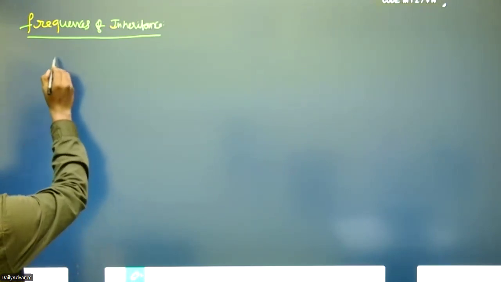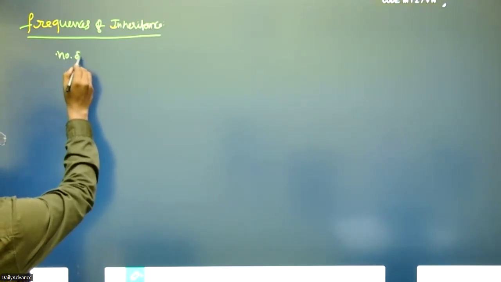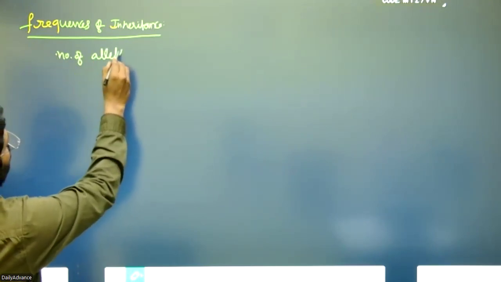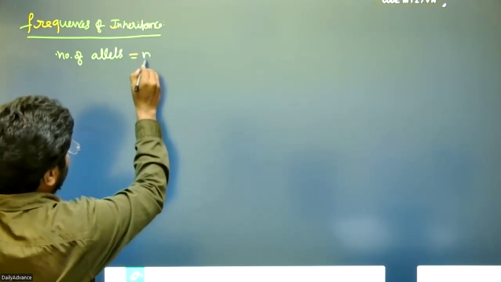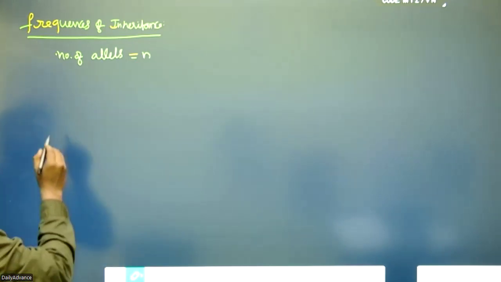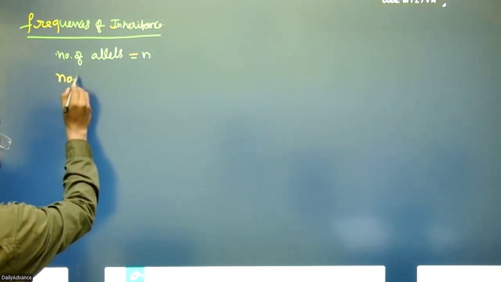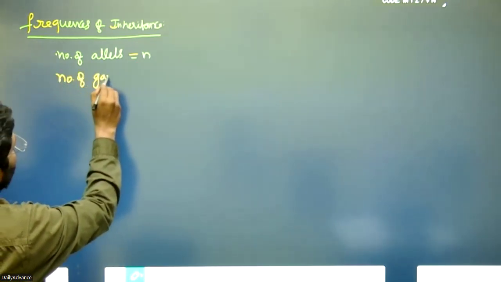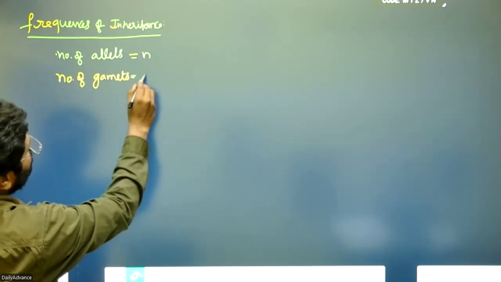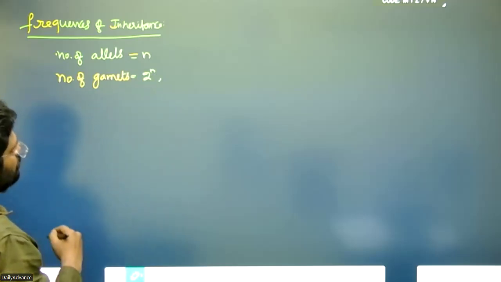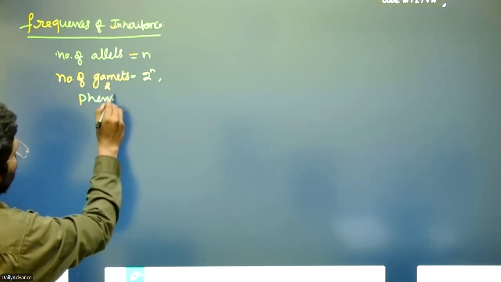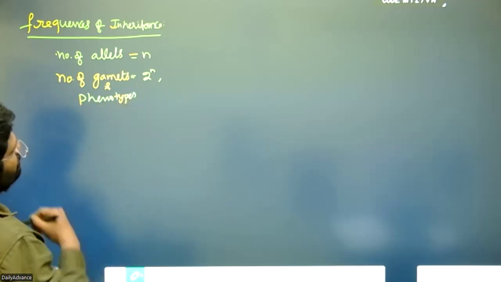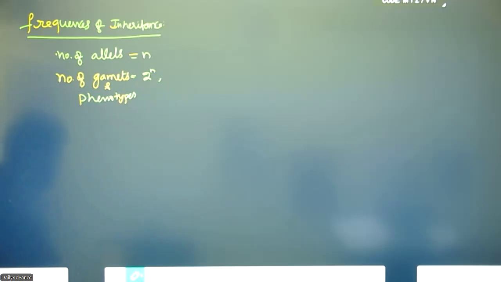First one, number of alleles. Number of contrasting alleles in a loci, that is n. Okay. So number of gametes: 2 power n. Number of gametes and phenotypes: 2 power n.